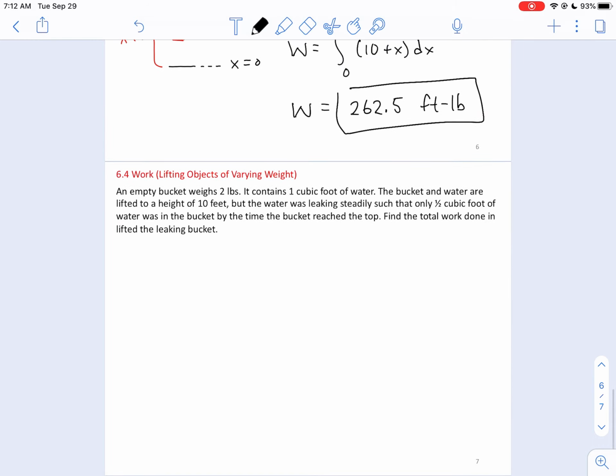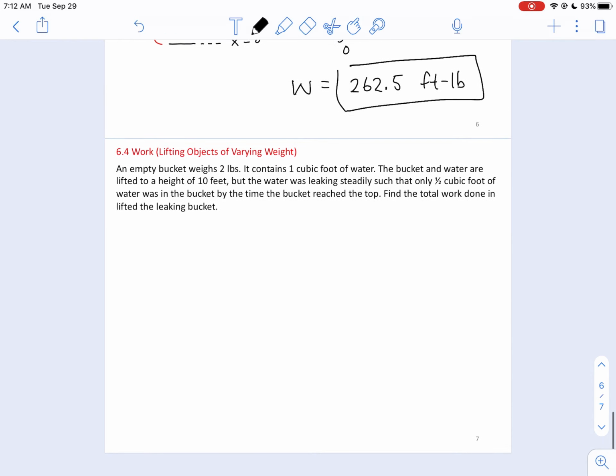An empty bucket weighs 2 pounds. It contains 1 cubic foot of water. The bucket and water are lifted to a height of 10 feet, but the water was leaking steadily such that only 1/2 cubic foot of water was in the bucket by the time the bucket reached the top. Find the total work done in lifting the leaking bucket.